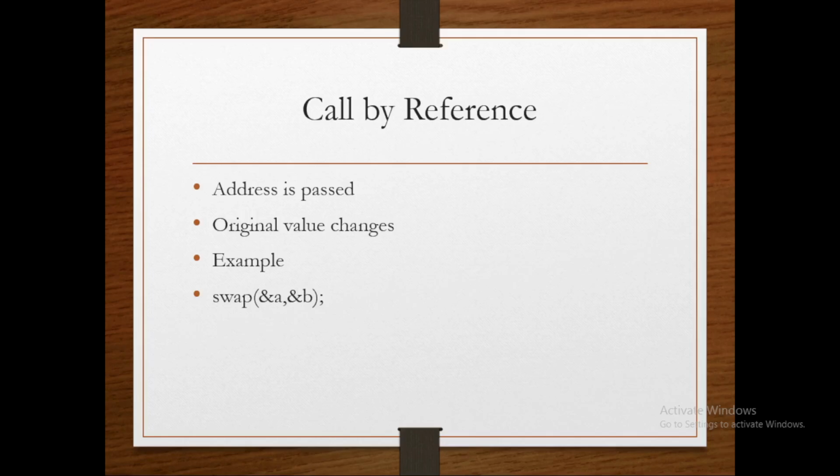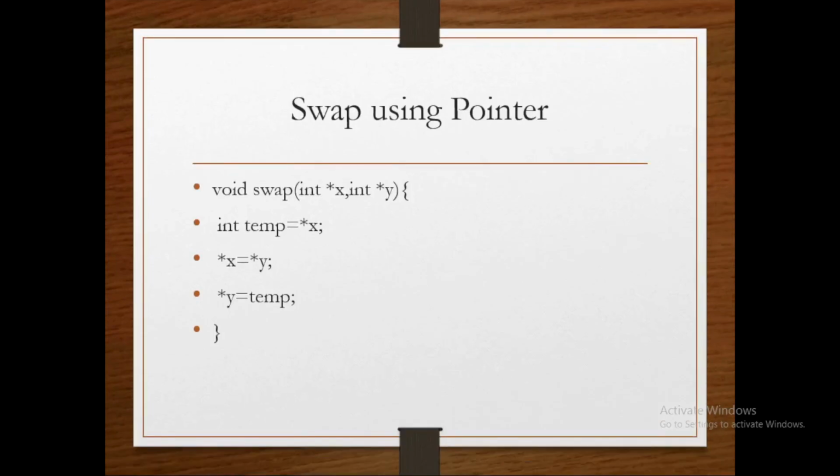Let's see swapping using pointers. We pass addresses of variables into the function. Inside the function, we use dereference operator * to access actual values. Then we swap them using a temporary variable. Because we are working with original addresses, the values actually change. This is the real power of pointers. Why does swap fail in call by value but work in call by reference?